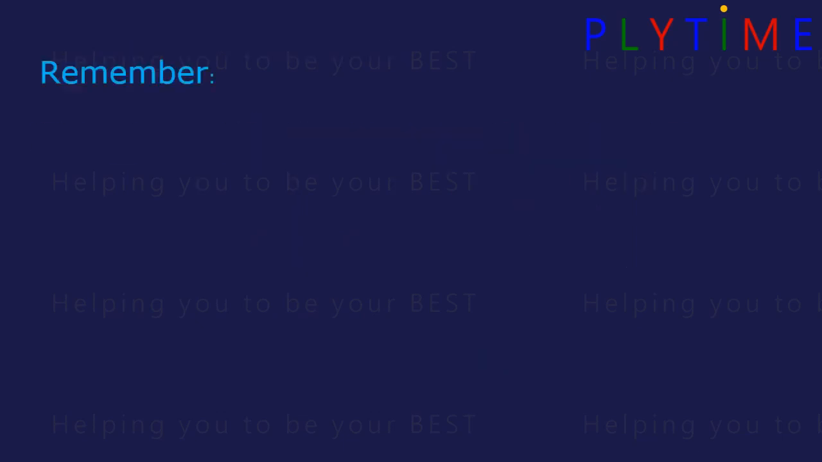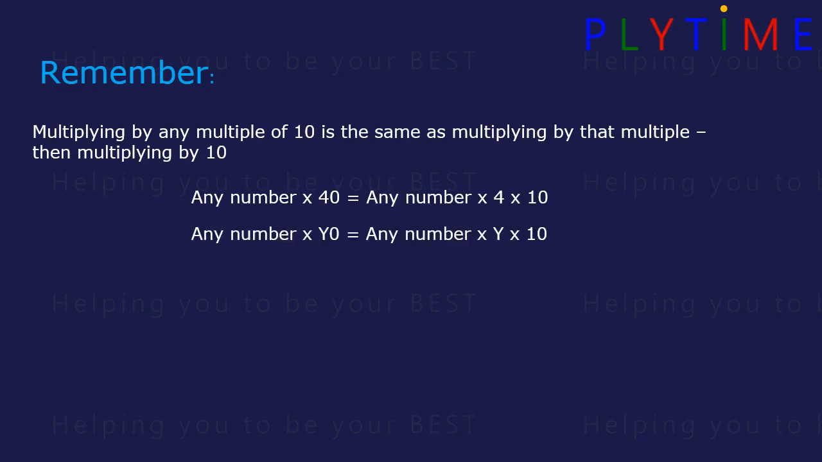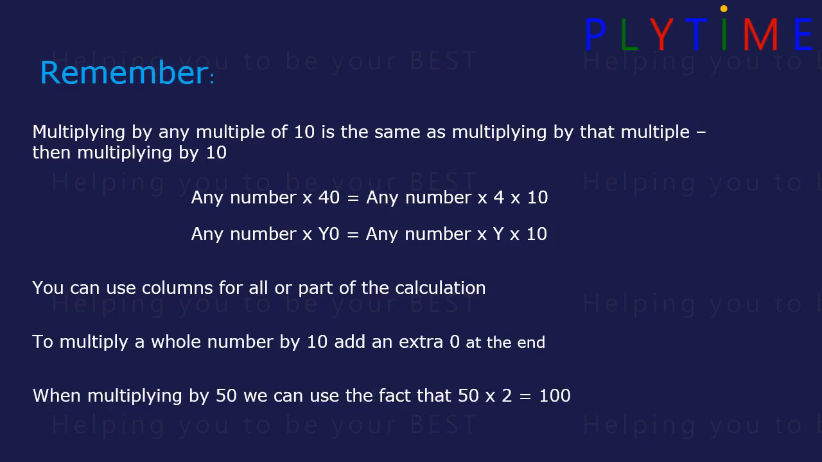Remember, multiplying by any multiple of 10 is the same as multiplying by that multiple and then multiplying by 10. So any number times 40 will be the same as any number times 4 times 10. Or any number times y with the 0 is any number times y times 10. You can use columns for all or part of your calculation. And to multiply a whole number by 10, we add a 0 at the end. When multiplying by 50, we can also use the fact that 50 times 2 equals 100.